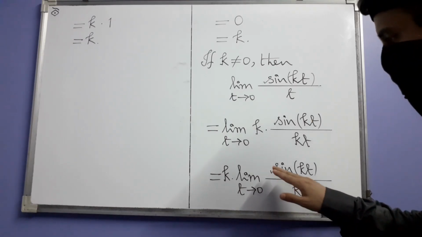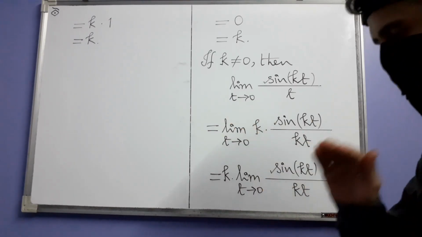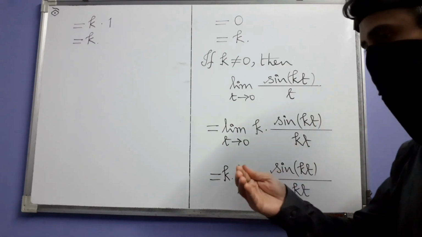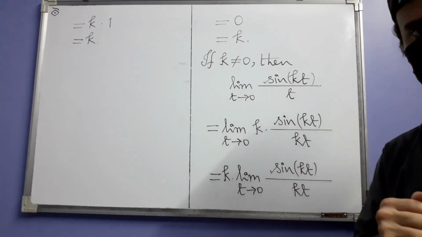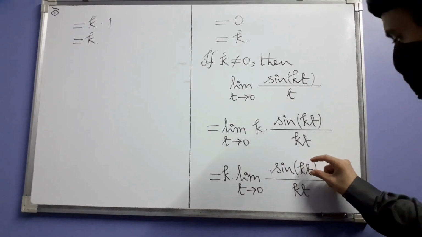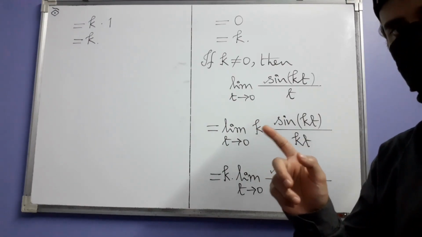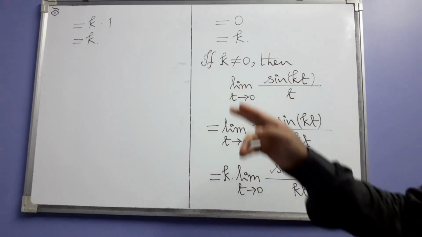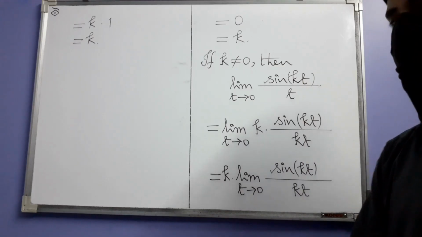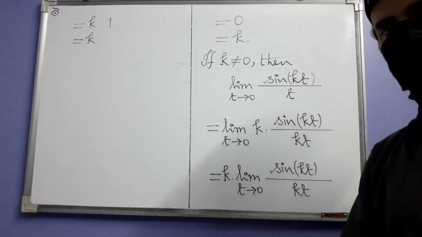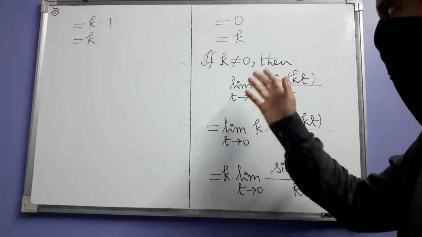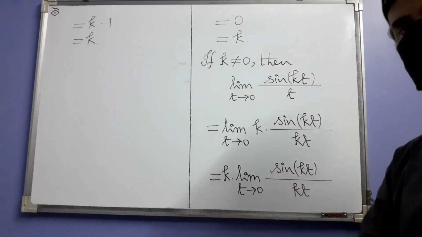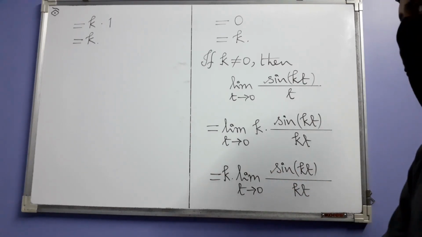Actually, this doesn't immediately become 1. There is an intermediate step which we normally do not write, and that step is this. As t approaches 0, kt also approaches 0, and that is why sin of kt divided by kt approaches 1, because kt is approaching 0. But anyway, it is 1, and so here also ultimately we are getting k. So the answer in general is k, but the solution goes through two slightly different cases. So the final answer is actually k, even when k is 0.